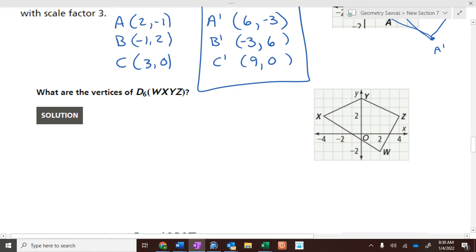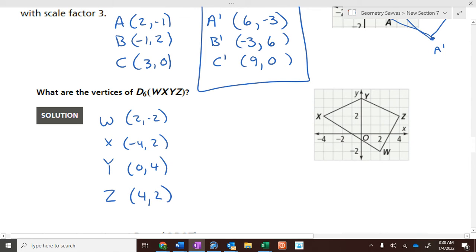D of 6. So if we have W, X, Y, and Z. W right now is 2, -2. X right now is -4, 2. Y right now is 0, 4. And Z is at 4, 2. So if we go on D6, dilating it by a factor of 6, what will W be, Maxon?